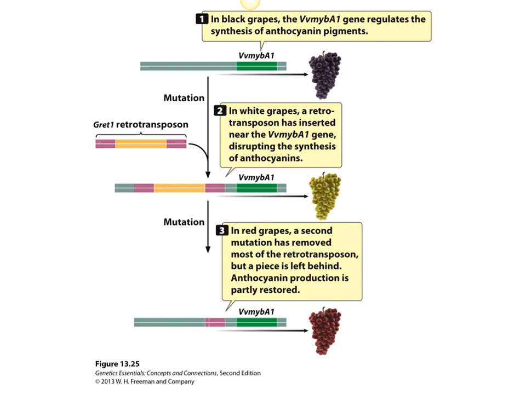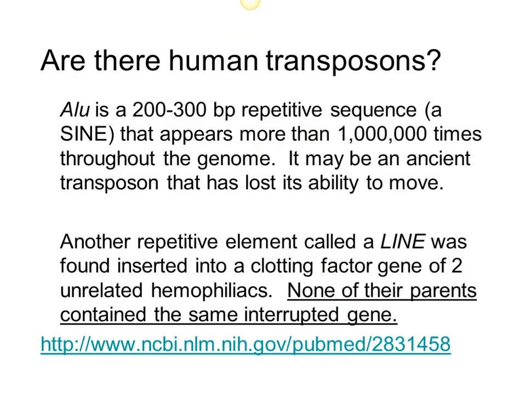So it's just an example of how transposons jumping into a chromosome and then jumping out of a chromosome can create different phenotypes. Transposons can jump into genes directly. That creates mutations. They can jump near genes, like this example, where it just creates a change in gene expression. So an interesting question that we've always wondered is, are there human transposons?